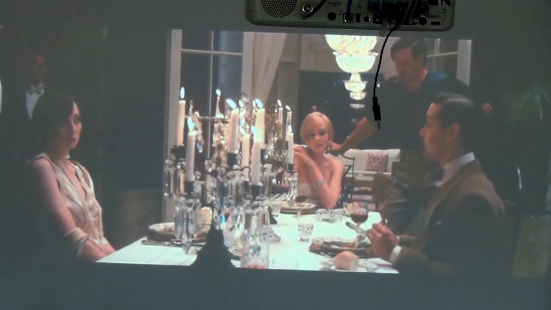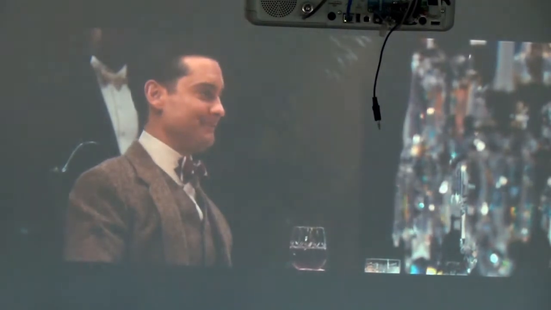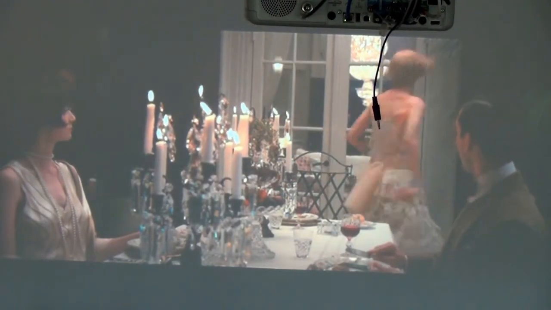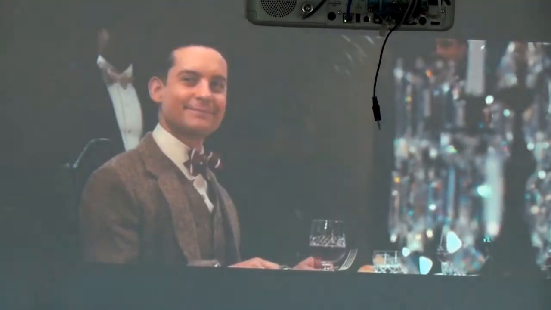Notice the gestures and facial expressions. Gestures and facial expressions take the place of words. Who do we think is on the phone?